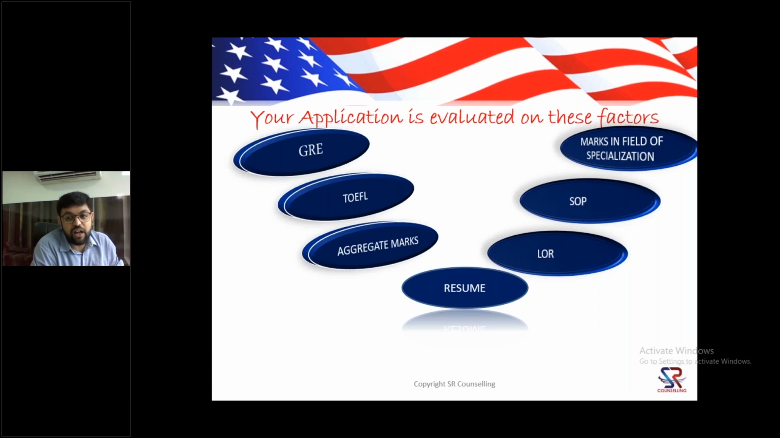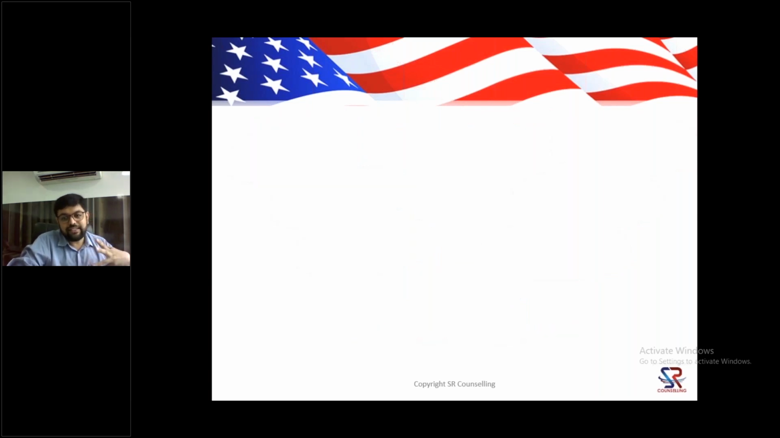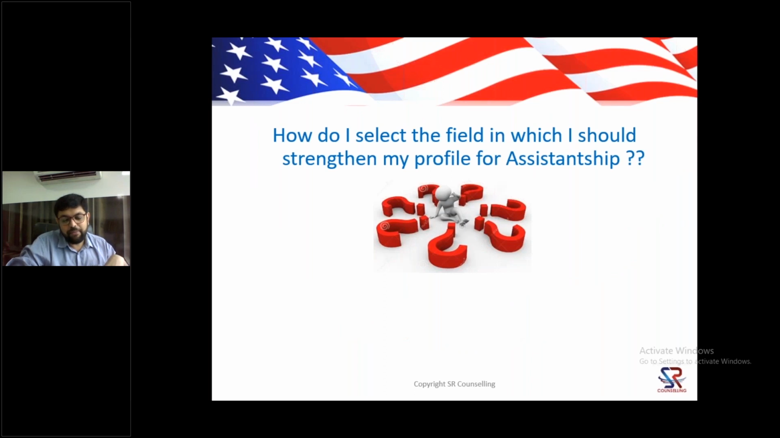It also depends on how strong your SOP, LOR, and resume is. The university evaluates the entire profile as a package and not something which is individual. However, if you have an extremely low GPA or a very poor GRE, then yes, you'll be filtered out straight away. So it's a balance which you need to understand the university would do while they are evaluating your application. Okay. Now, let's see the entire application roadmap.